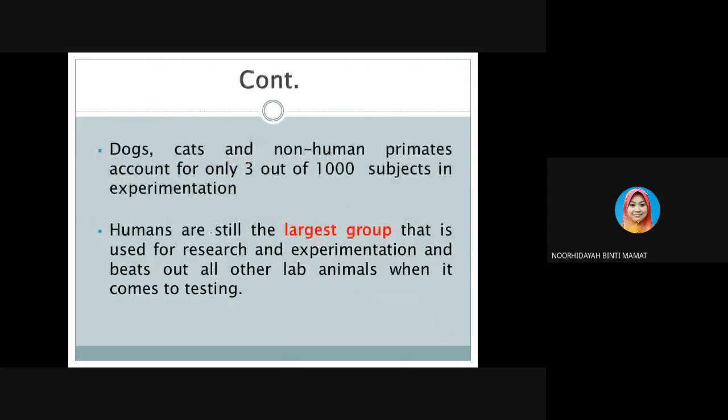Besides rodents, dogs, cats, and non-human primates account for only 3 out of 1,000 subjects in experimentation. But humans are still the largest group used for research and experimentation, and beat out all other lab animals when it comes to testing. Which means that even though we are talking about animals used in experiments, they are very scarce compared to humans, because humans are still the largest group that we use for research and experimentation.